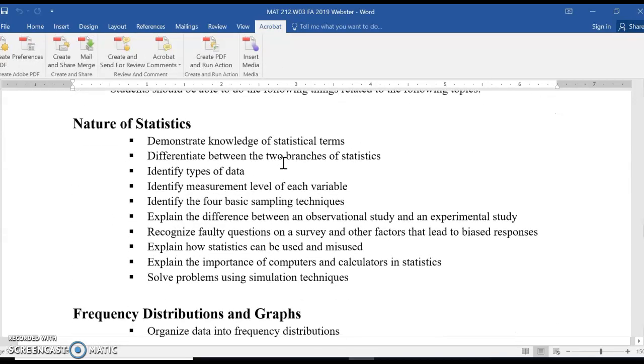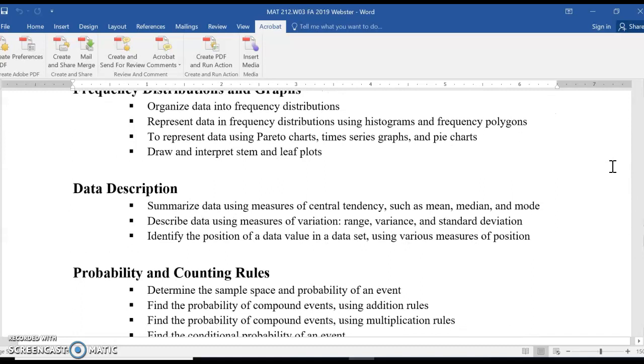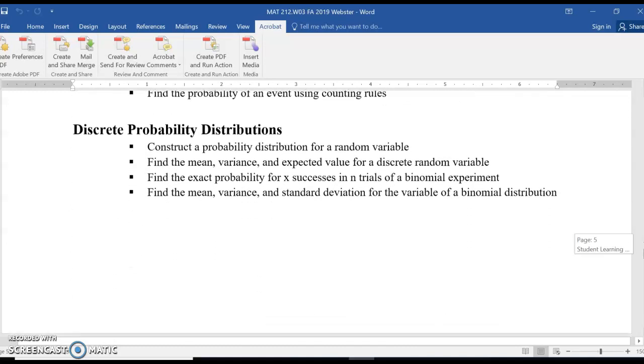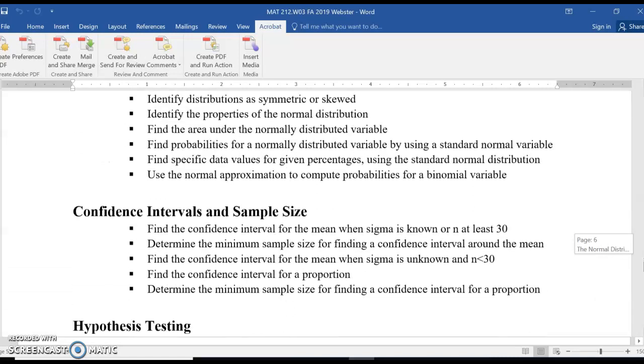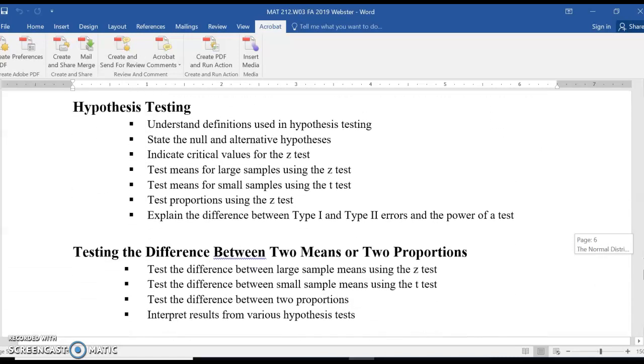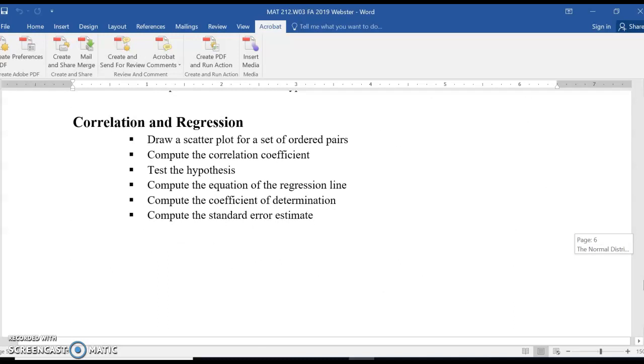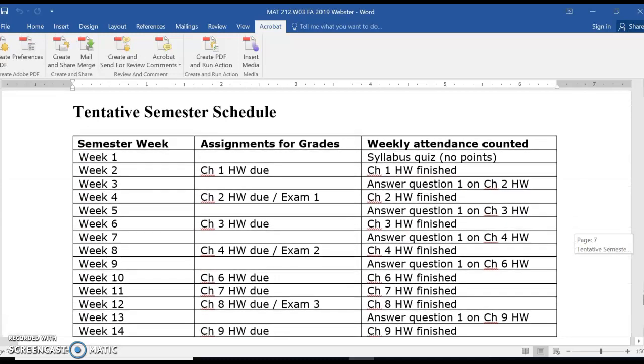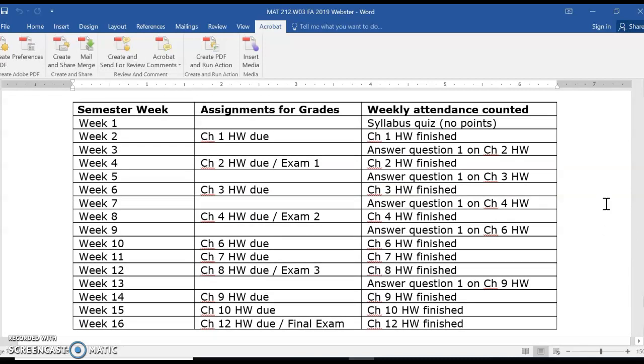The learning outcomes, I'm not going to go over each one of those, but they basically mark the different chapters. So we talk about the normal distribution, hypothesis testing, correlation, regression, and all that kind of good stuff. Now, this is an important part of the syllabus here.